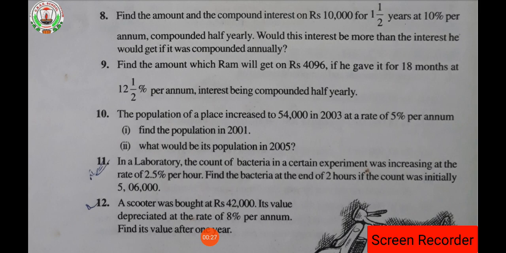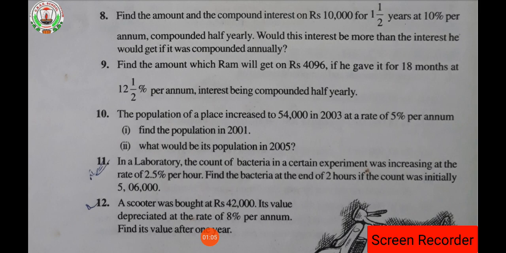Now, the eighth question is: find the amount and the compound interest on rupees 10,000 for 1.5 years at 10% per annum compounded half yearly. Would this interest be more than the interest he would get if it was compounded annually? That means principal is 10,000, time is 1.5 years and rate is 10% per annum compounded half yearly.